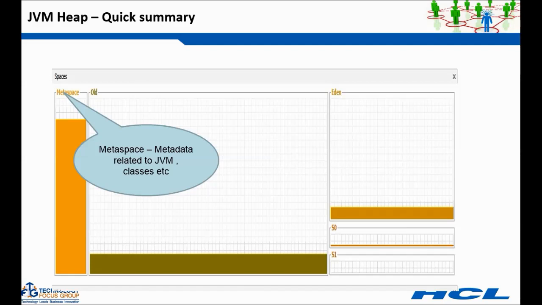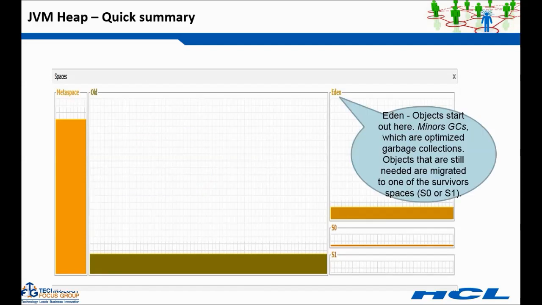In earlier versions of Java, I think till Java 7, it was called permanent space. Now it is called metaspace. Metadata related to JVM, whatever metadata the JVM needs to function properly, is stored in the metaspace of the heap.